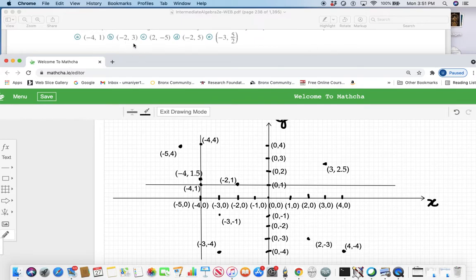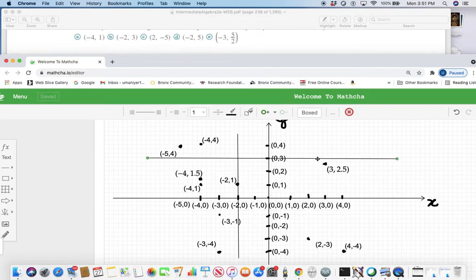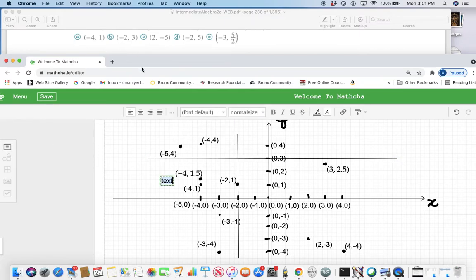Next, negative 2, 3. On the x-axis, you want to be at negative 2. That's the x coordinate. So take your vertical line there at negative 2. On the y-axis, you want to be at positive 3. So take the horizontal line, place it there. So the vertical line and horizontal line meet here, and that's your point, negative 2, 3.